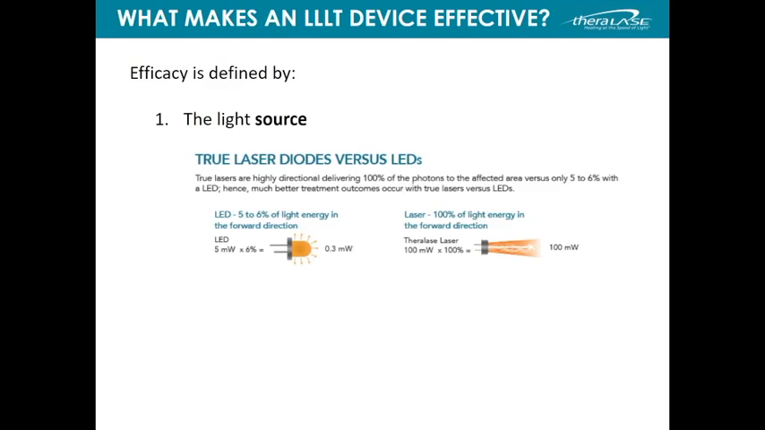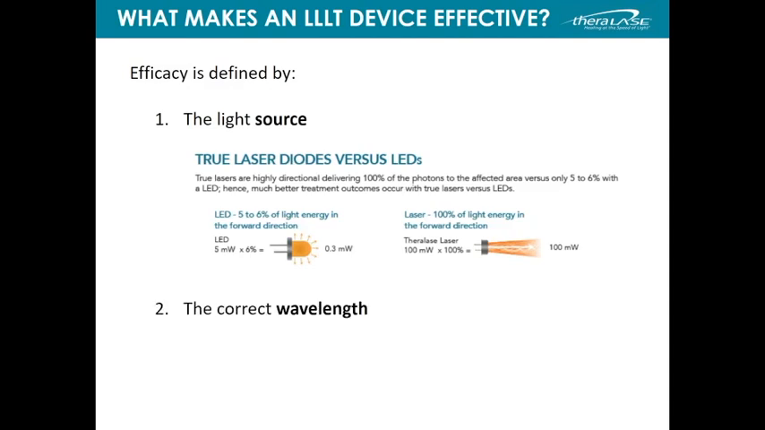So they're not in sync, and they don't travel forward, which means they scatter all over the place, and only about 5 to 6% of that light energy is going to be penetrating the tissue. Whereas with a pure laser diode, you get 100% of that light energy traveling in a forward direction. They're in sync, they're in phase, and they're going to penetrate through the skin and into your target tissue.